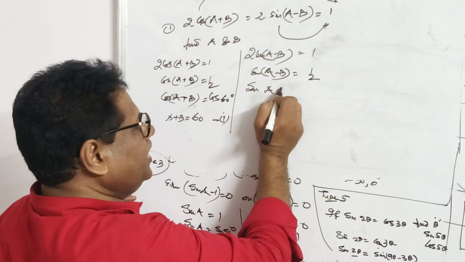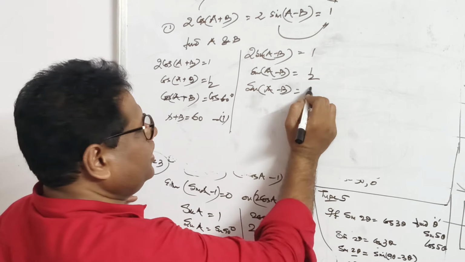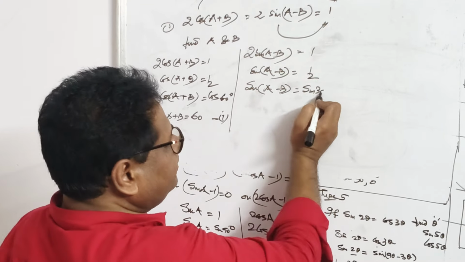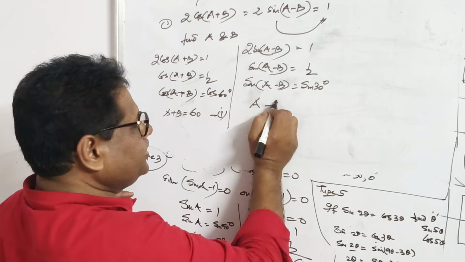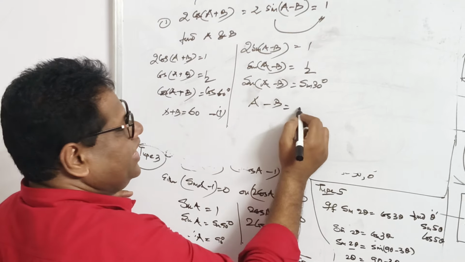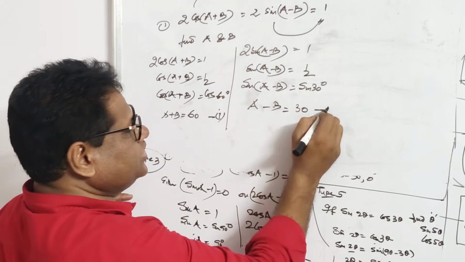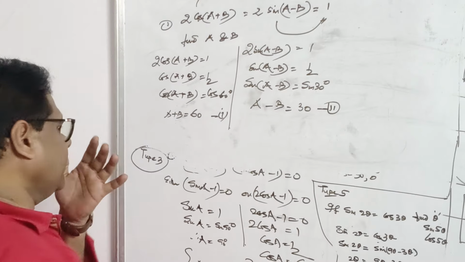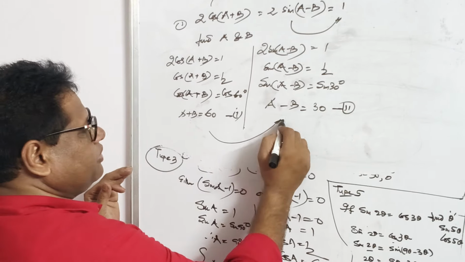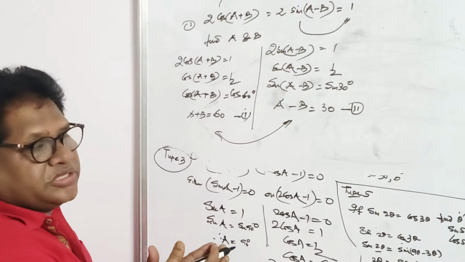That brings sin A minus B equal to sin 30 degree. So the equation now, the second one, is A minus B equal to 30. This is equation 2, okay? Now you have to solve these two equations by simultaneous equations, because there are two variables.